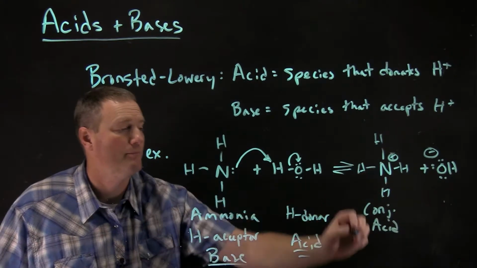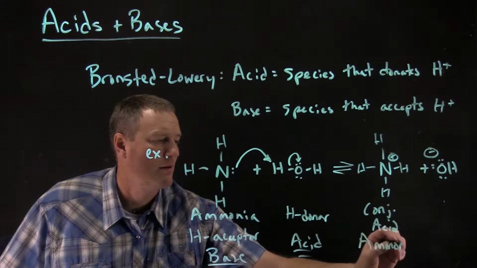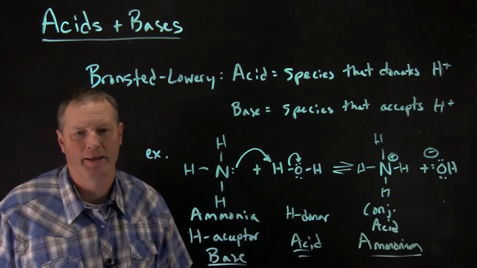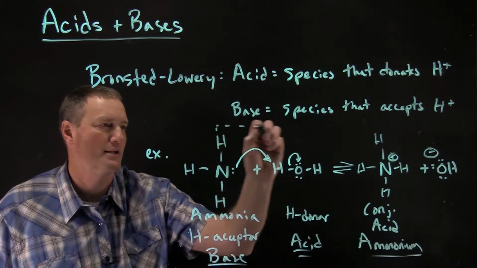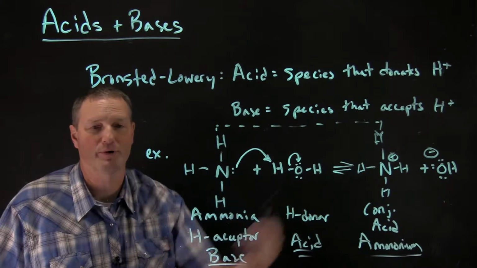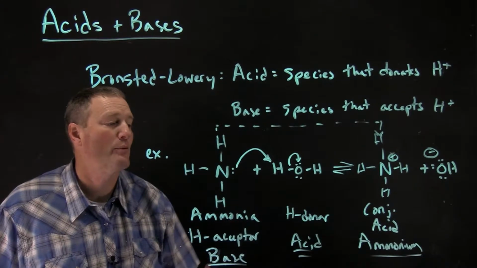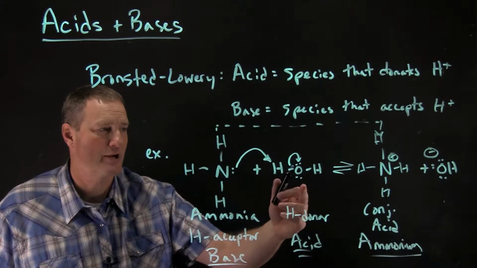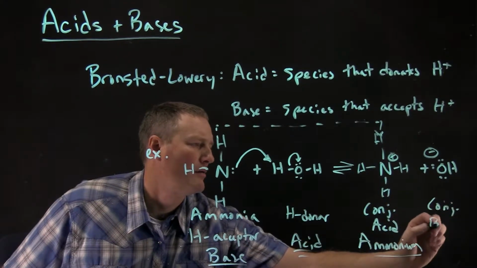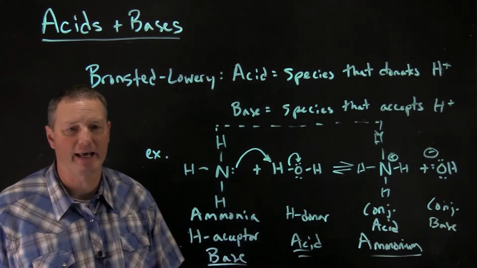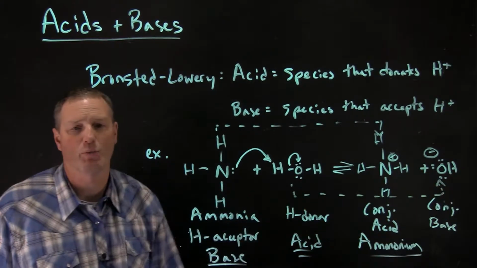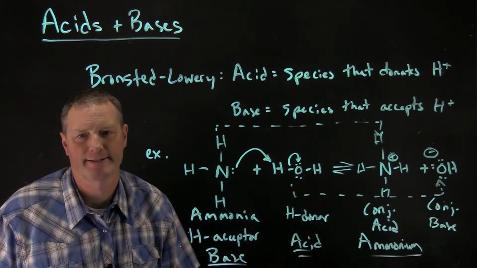Okay, so ammonium would be the conjugate acid of ammonia. These two are basically linked in the fact that they essentially have the same structure. It's just that this one has the extra proton put on it. Likewise, the acid that's involved in the reaction is going to give a conjugate base, and in this case, the base is hydroxide. So these two are linked. They have a very similar structure. It's just that one is missing one of the protons.